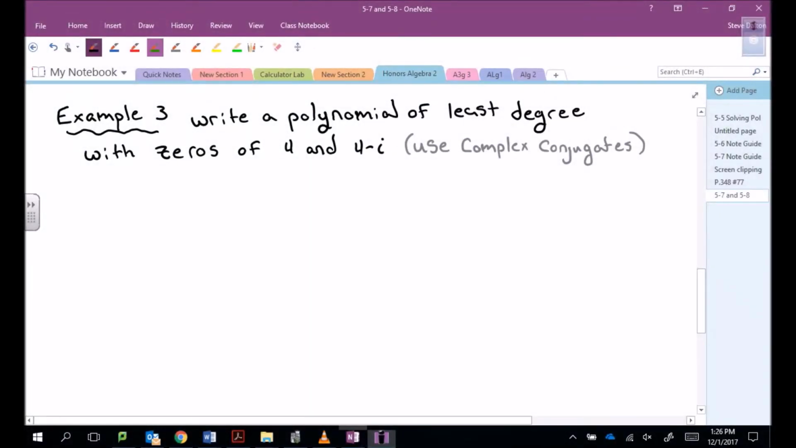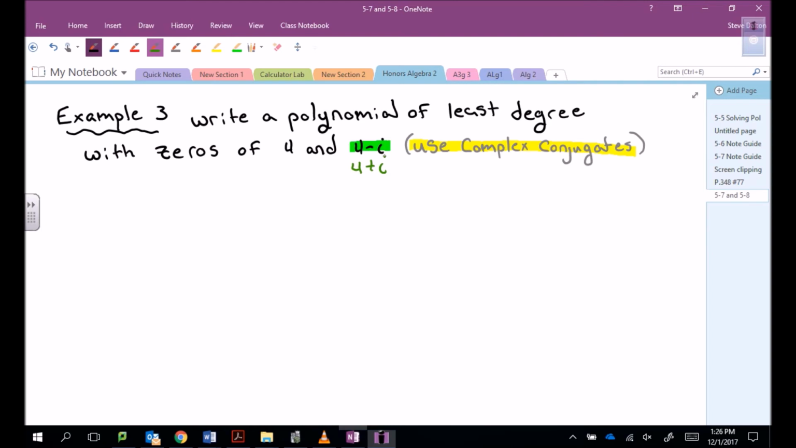So we're going to move on to example 3. In this one, it wants us to write a polynomial of least degree with zeros of 4 and 4 minus i. Now, if you read your book, we have the complex conjugates theorem. What it basically says is, if I have this complex number, I have its partner, which is 4 plus i. So if you think about it, when we solve, we normally get a real number plus or minus the imaginary number. So in this case, if you got one, then you really have the other.